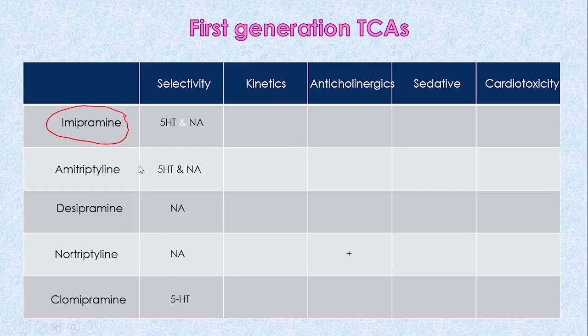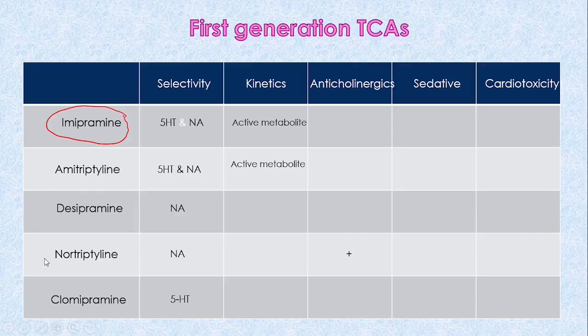Okay. Now, imipramine kinetically is a prodrug. It is metabolized to an active metabolite, desipramine. In this case, we have an active drug and an active metabolite. Imipramine is metabolized to an active metabolite. The same thing with amitriptyline.